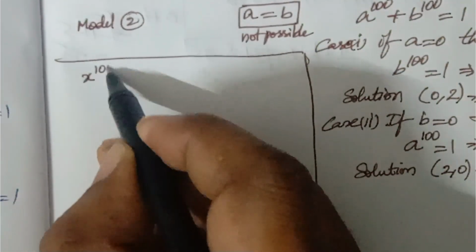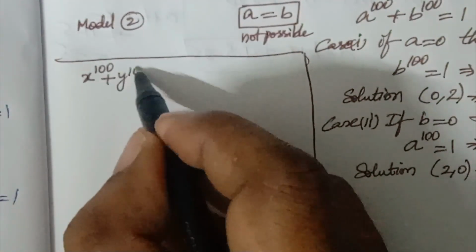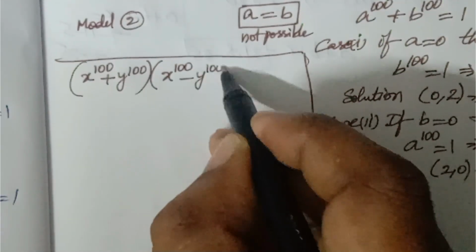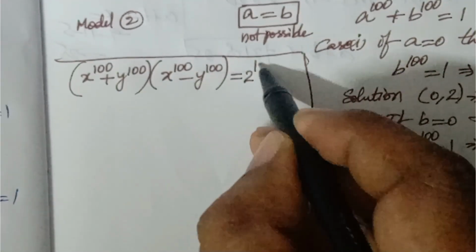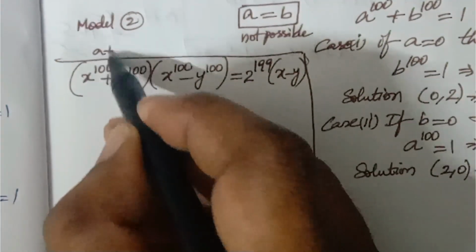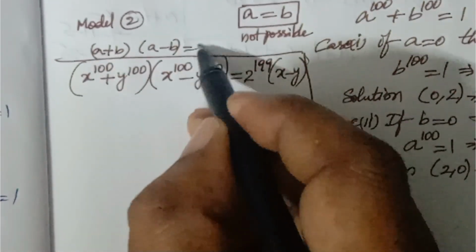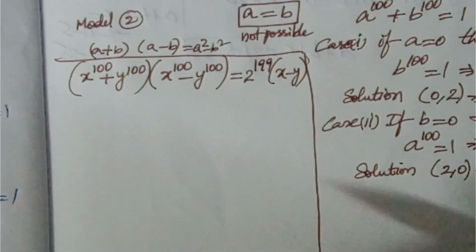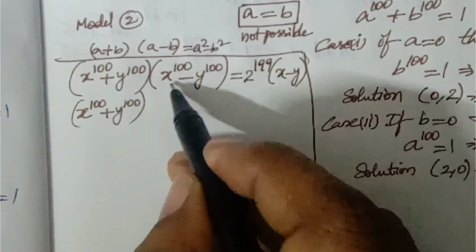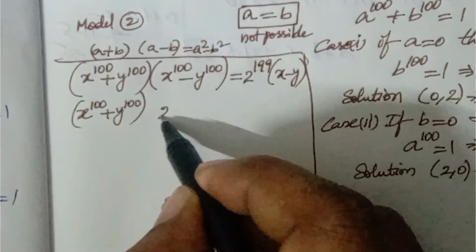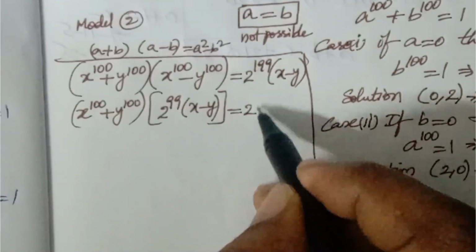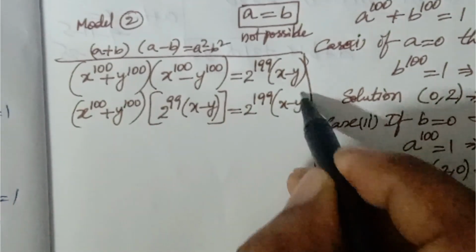So x to the power of 100 plus y to the power of 100, we are writing the second equation, a plus b, a minus b. x to the power of 100 minus y to the power of 100 is equal to 2 to the power of 199 into x minus y. The second equation you are writing as a plus b, a minus b, a square minus b square formula you are using. So you are getting this one like this.